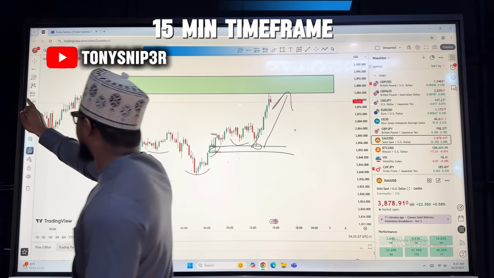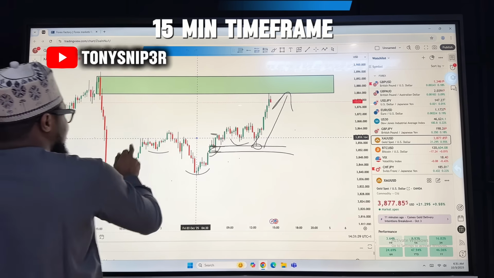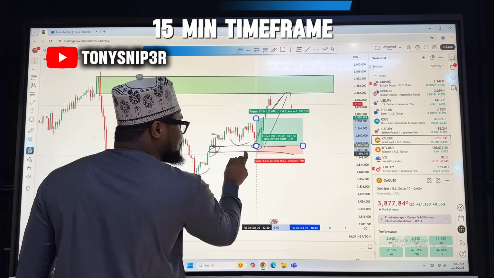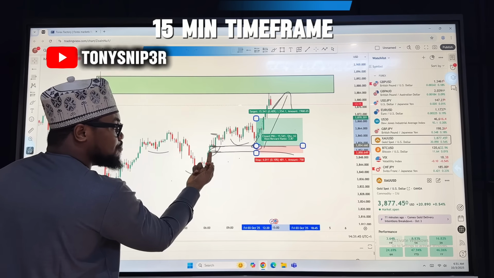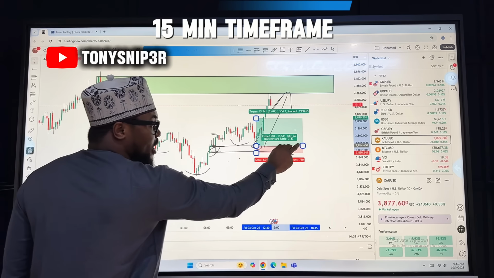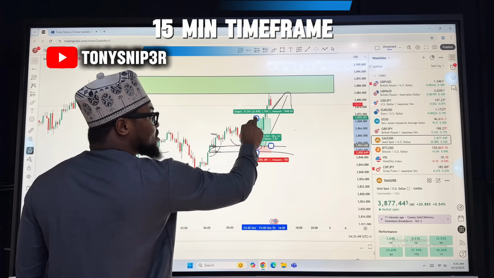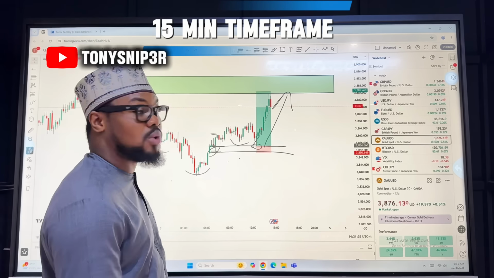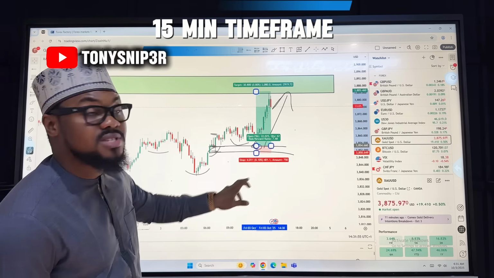In a situation like this, after you place a buy here, your SL should be what? Below this POI level. This is your M15. Don't forget. Then your TP should be what? 1 to 5, 1 to 10. From 1 to 5 to 1 to 10. This is actually a 1 to 7.